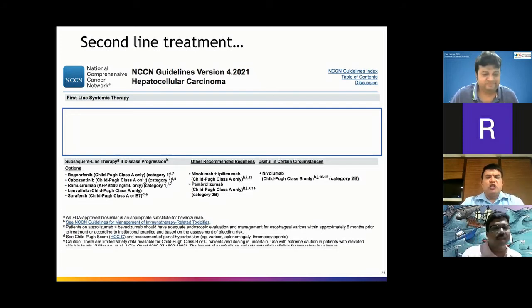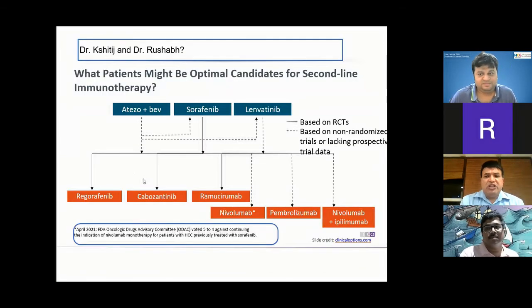I have a slide. So we are coming to the second line treatment of advanced HCC. I have 3 to 4 minutes more and I'll finish in that time, Viraj. I know you are also looking at the clock. People have to have their dinner.